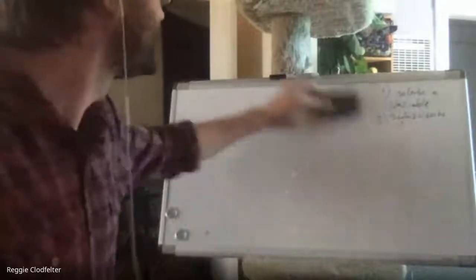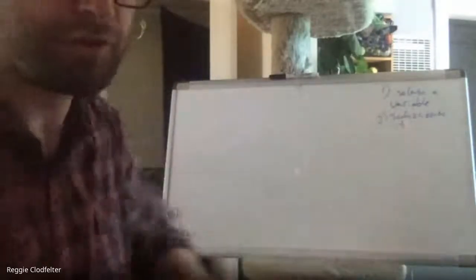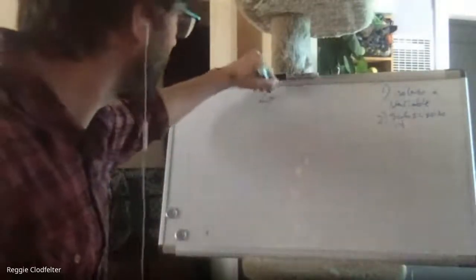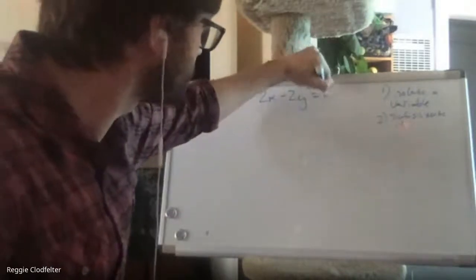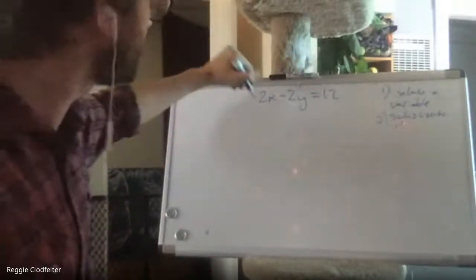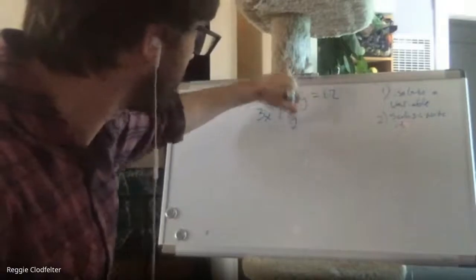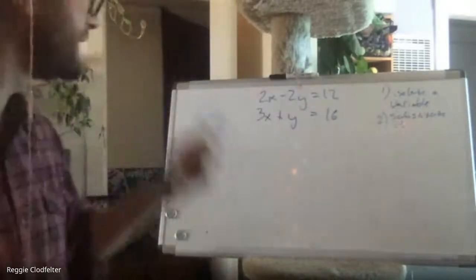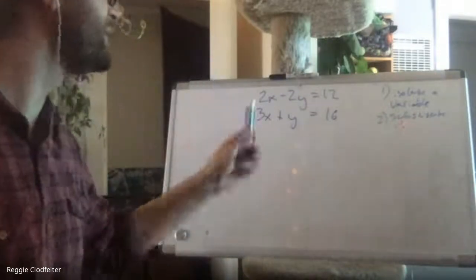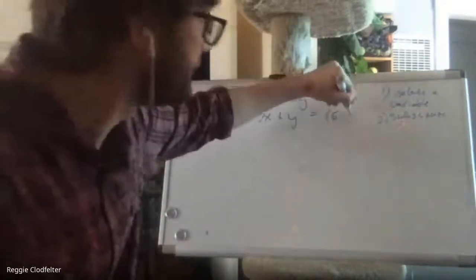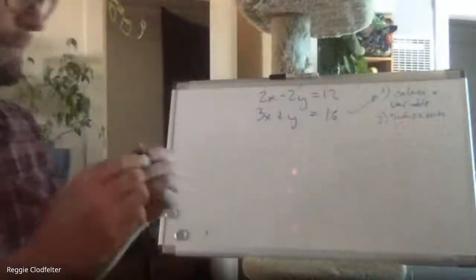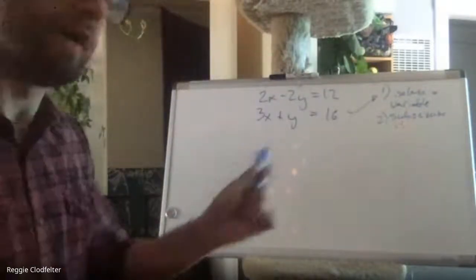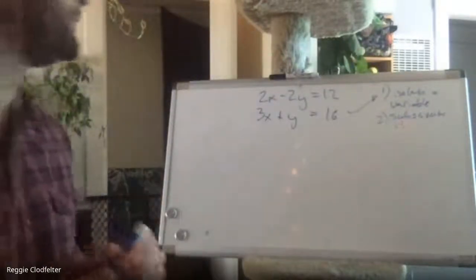Okay, so 2x minus 2y equals 12, and 3x plus y equals 16. In this case, there is no isolated variable at the start, so I need to do number 1. Oliver, do you know how I'd isolate the variable?